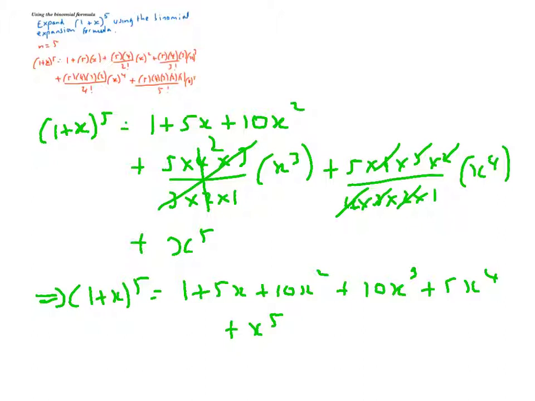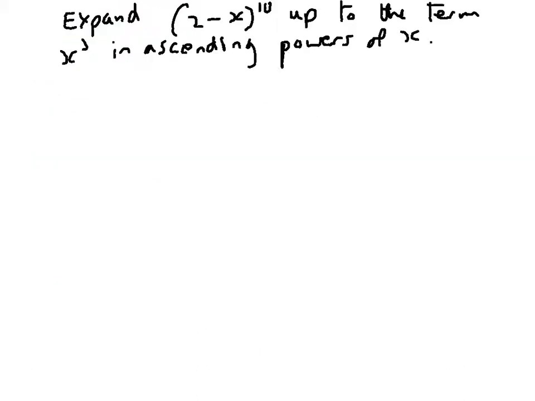Done. That's the first example done. Straight away I'm pretty confident this is correct because it's symmetrical: 10 and 10, 5 and 5, 1 and 1 are the coefficients. They're all in ascending powers of x, so this is good. Okay, so this next example is looking like a typical exam question.